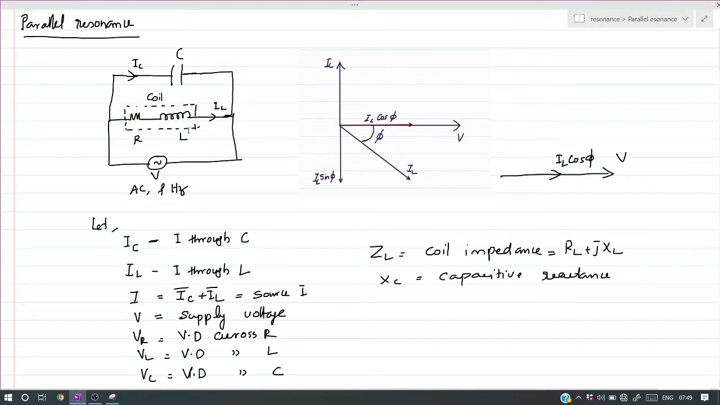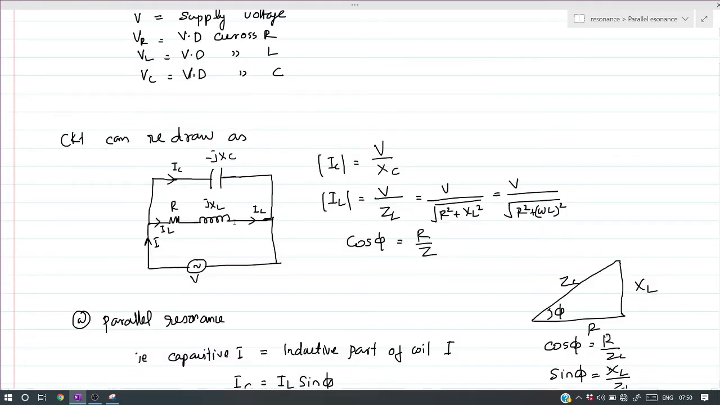When we consider this coil, the impedance of this coil is R_L plus jXL, where XL is the inductive reactance, which is equal to j omega L. Similarly, XC is the capacitive reactance, which is equal to 1 by j omega C. Based on that, we can redraw the above circuit like this. Capacitance can be replaced by minus jXC and inductance is replaced by jXL.